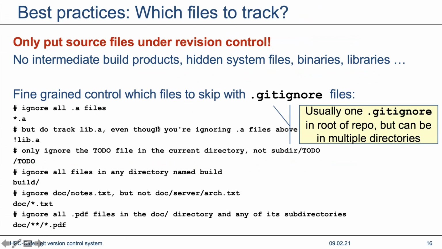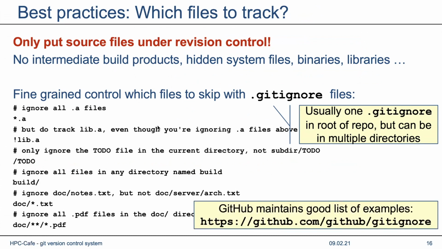A good service of GitHub is when you create your repository on GitHub, it will offer to you to add a .gitignore file. One thing, of course, this .gitignore file is only useful if you commit it, if you add it. And GitHub maintains a good list of examples for different languages, so you might pick up one there, and then you can go from there and refine it to your needs if you have more complicated requirements.